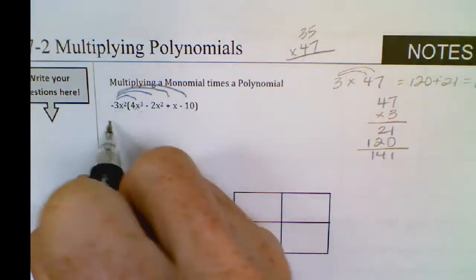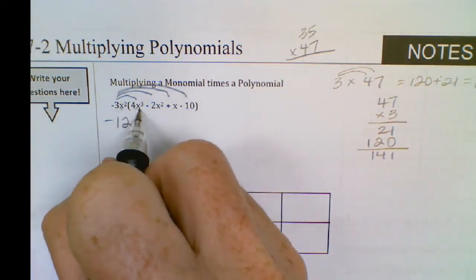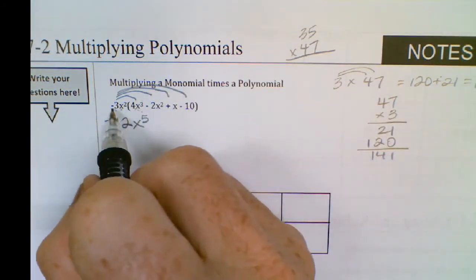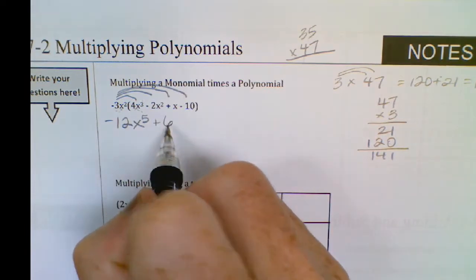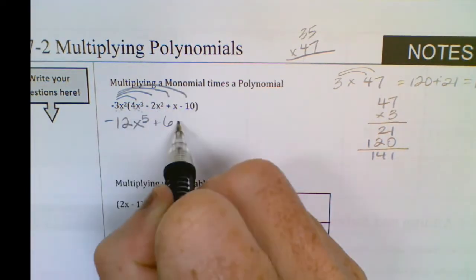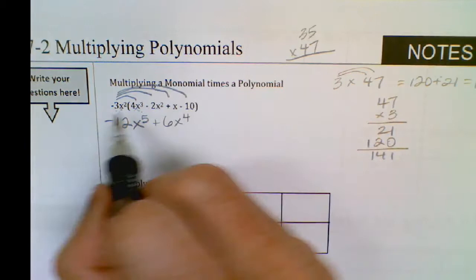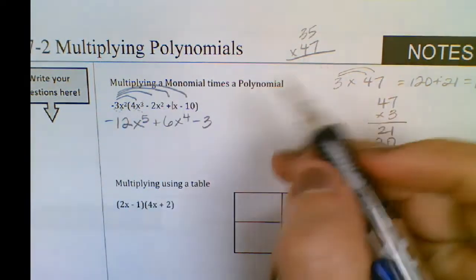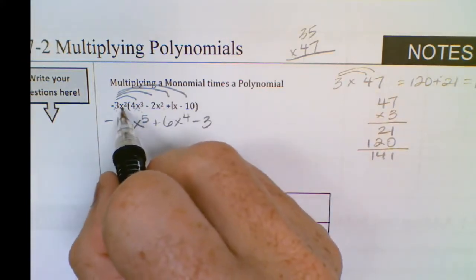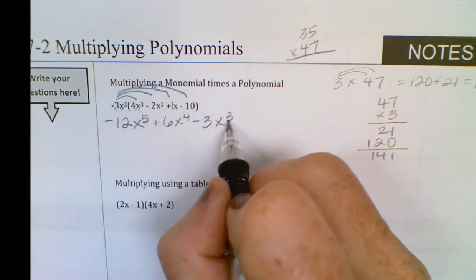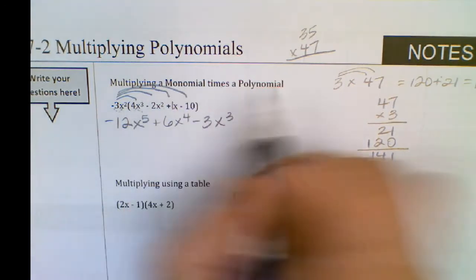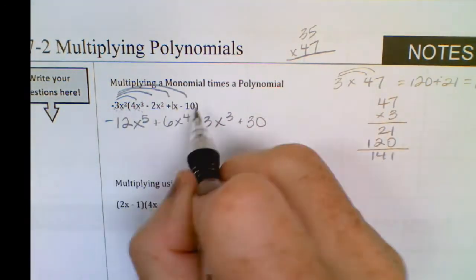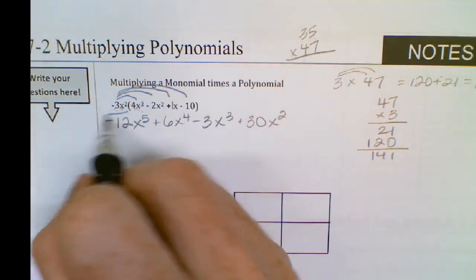Negative 3 times negative 4 is negative 12. X squared times x cubed, just add up the exponents to get x to the 5th. Negative 3 times negative 2 is positive 6. X squared times x squared is x to the 4th. Negative 3, if there's no number in front, we know that's a 1. So negative 3 times 1 is negative 3, and I have x squared times x, which gives me x cubed. And then negative 3 times negative 10 is positive 30, and I have x squared times 1, essentially, which gives me x squared.